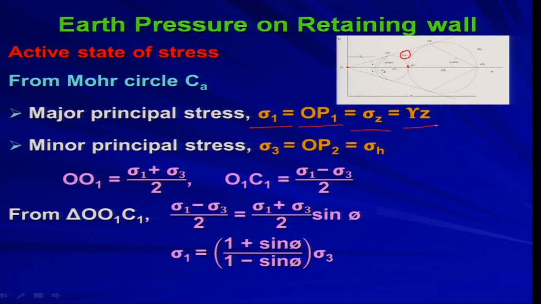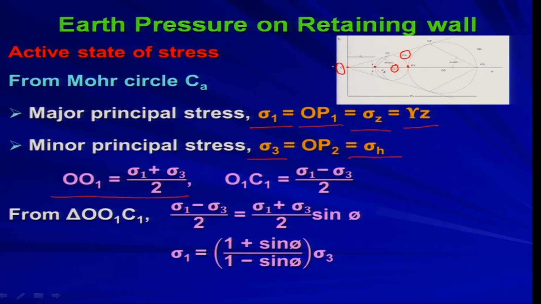Now, what is the minor principal stress then? Minor principal stress is sigma 3, which is nothing but OP2. So, OP2 is sigma h, which needs to be determined. Sigma h is your active pressure. Now, what is OO1? That is the distance between the origin and O1, the center of the Mohr circle. So, OO1 is sigma 1 plus sigma 3 by 2.